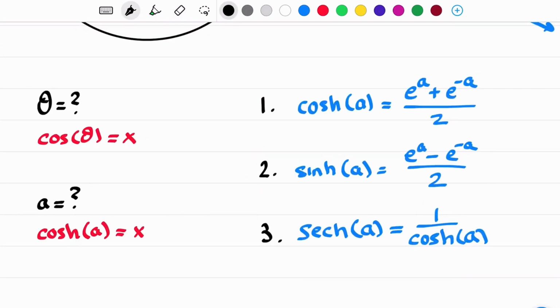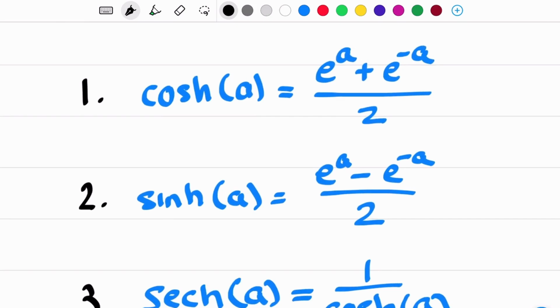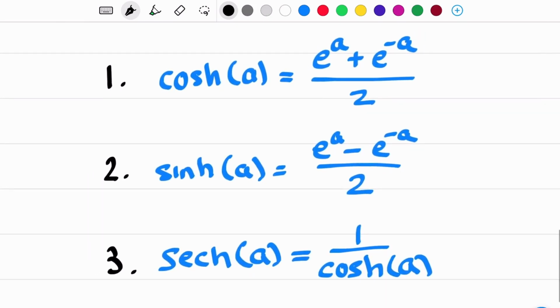Now I'm going to move down to this section because these are actually our hyperbolic trig functions. This is how we go ahead and define our hyperbolic trig functions. So number one is hyperbolic cosine, and we can see that it's equal to e to the a plus e to the negative a all over 2. Hyperbolic sine is very similar, although instead of e to the a plus e to the negative a, it's e to the a minus e to the negative a.